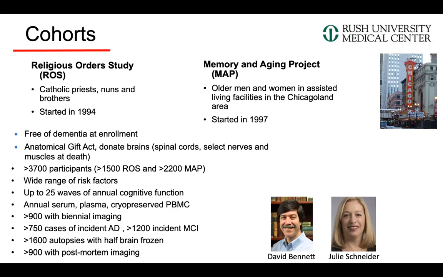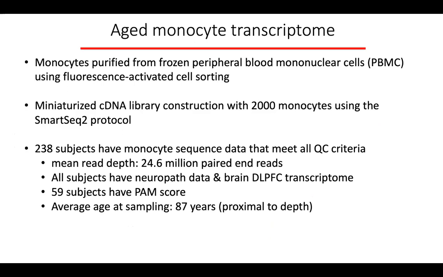Now, the samples of blood were cryopreserved over the years before people passed away. And so we had the opportunity to take these peripheral blood mononuclear cells and to sort out the monocytes from them. We then miniaturized cDNA library construction so that we only needed 2,000 monocytes, and generated these data in 238 subjects from ROS and MAP, generating about 25 million paired-end reads per subject. Importantly, all of these subjects had neuropathological data from the structured neuropathological examination that is performed at Rush, and also had RNA sequence data from the dorsolateral prefrontal cortex, which we had generated in earlier studies.